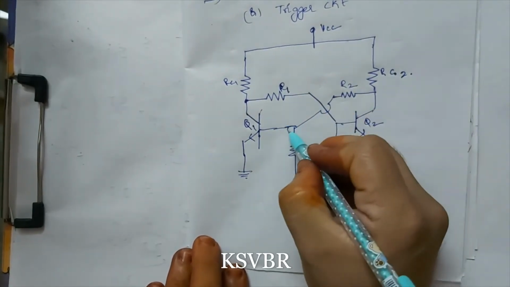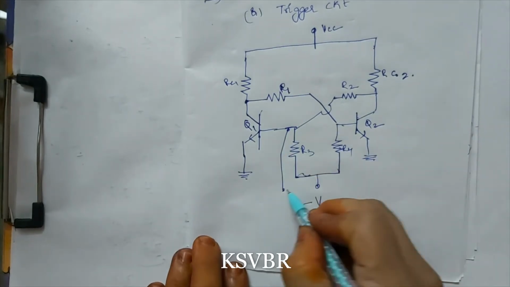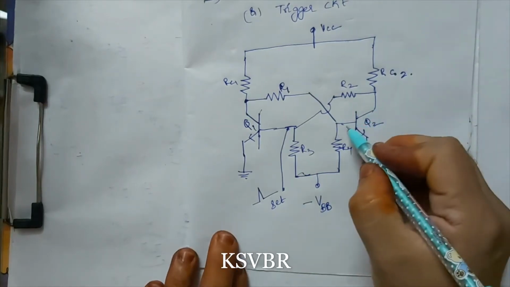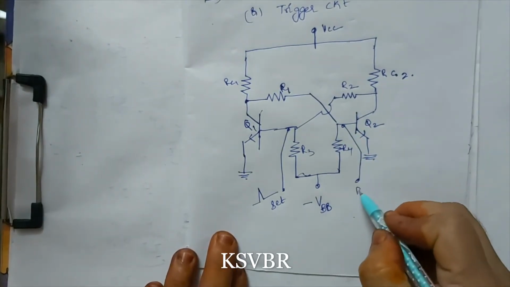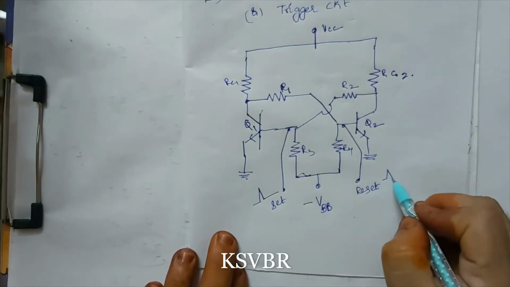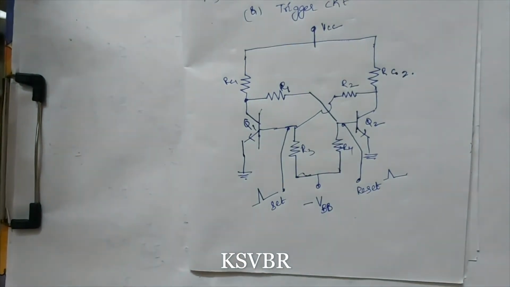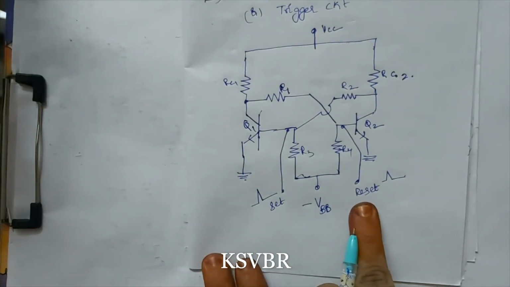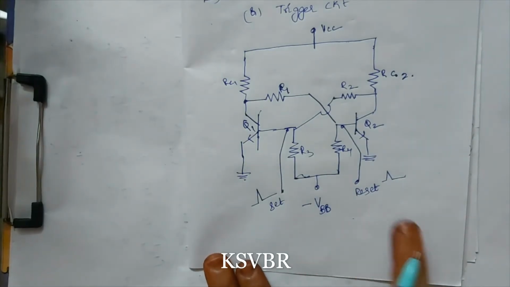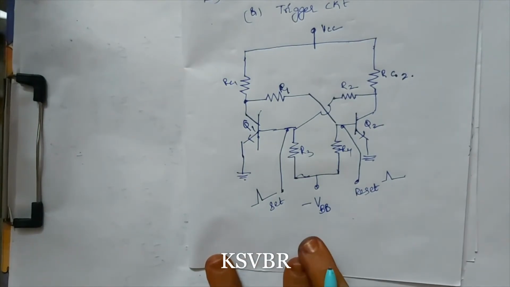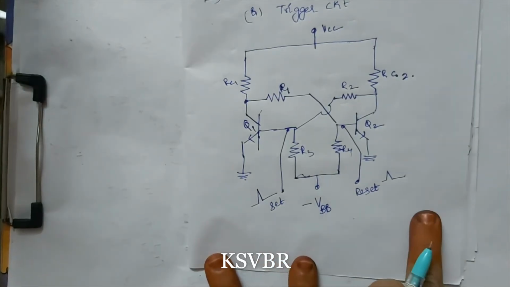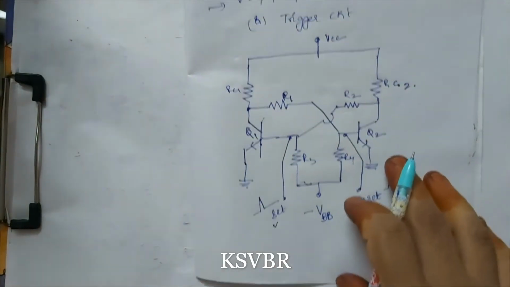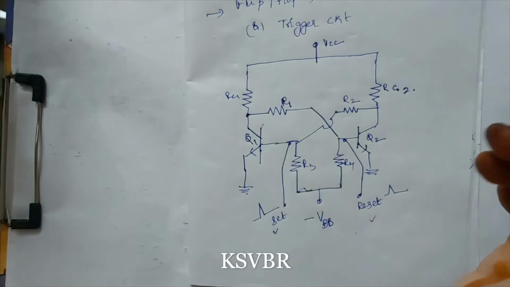Here we are giving the set pulse. That means this is the set input, and we need a reset pulse, which is also one input. So if you see here, we need two external inputs, because having two stable states, to change from one stable state to another stable state, and back again, we need two external inputs. One is the set input, another one is the reset input.